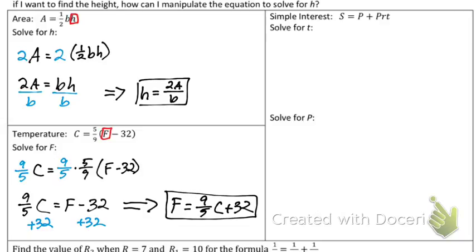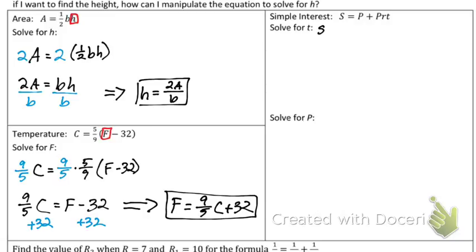Any questions on either one of those two? All right, nothing really interesting happens with solving for t. It is just basic brute force. Go through it. So let's go ahead and solve for t.